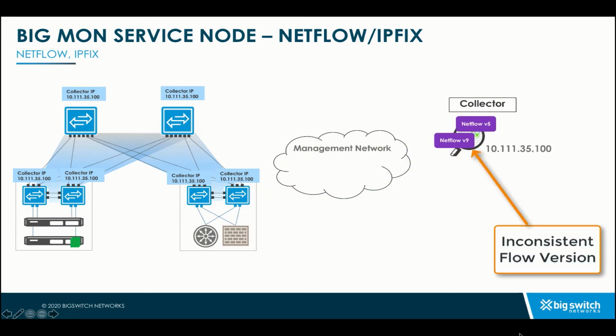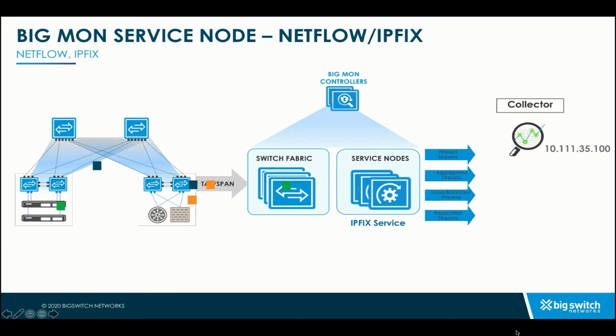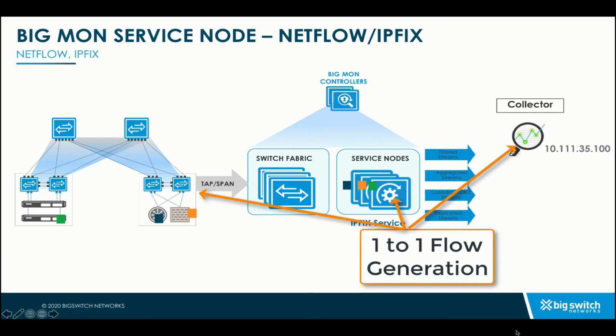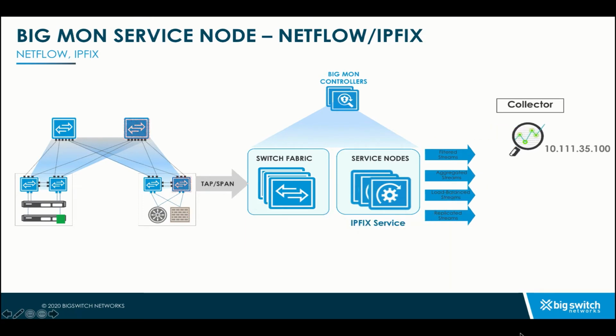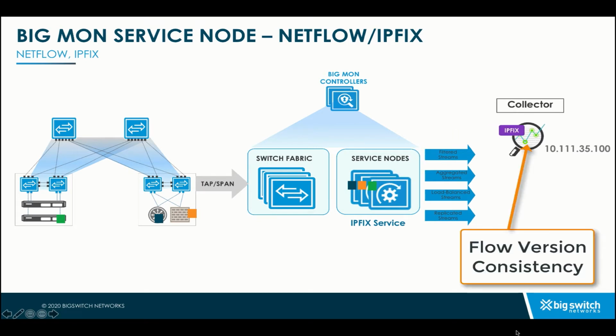Netflow or IPFIX versioning. Netflow and IPFIX feature on service node can be used to generate one-to-one flow records from production network. This offloads routers and switches from flow generation and also provides full flow level visibility into production network. Flow versioning consistency is also achieved when flow is generated at service node.